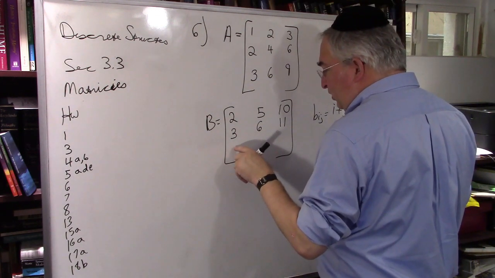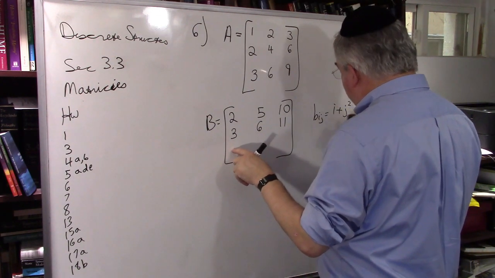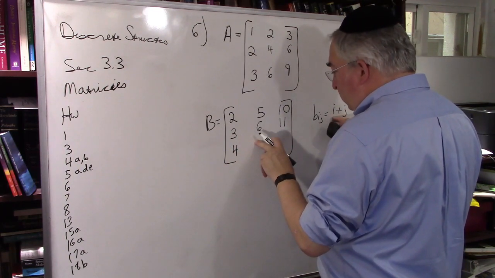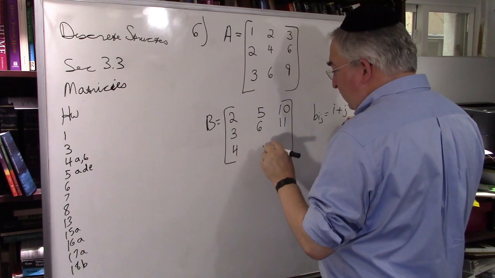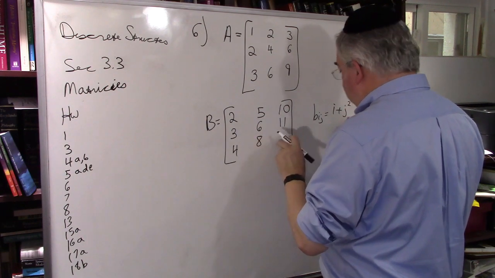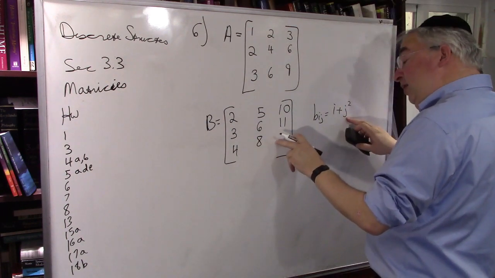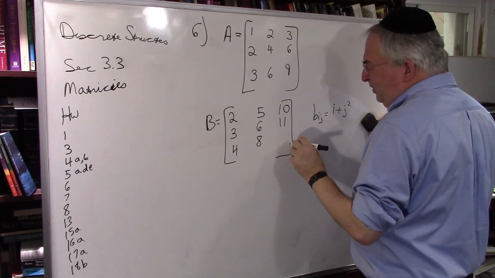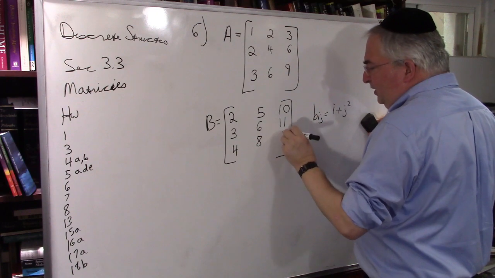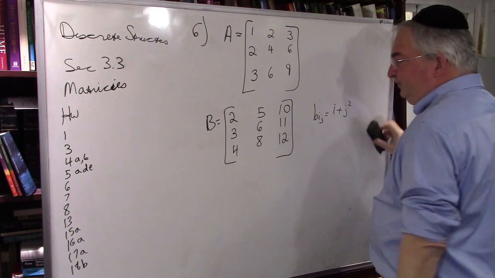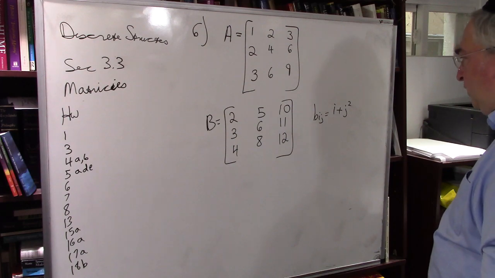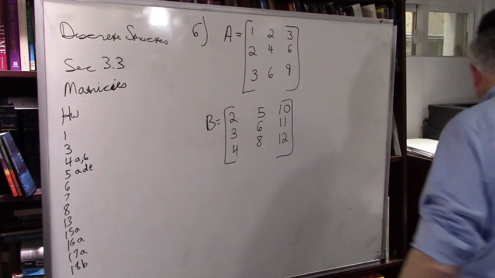Okay, this is the 3, 1 position. 3 plus 1 squared is 4. 3 plus 2 squared is 8. 3 plus 3 squared is 3 plus 9, which is 12. Okay? Great. Okay, next problem.